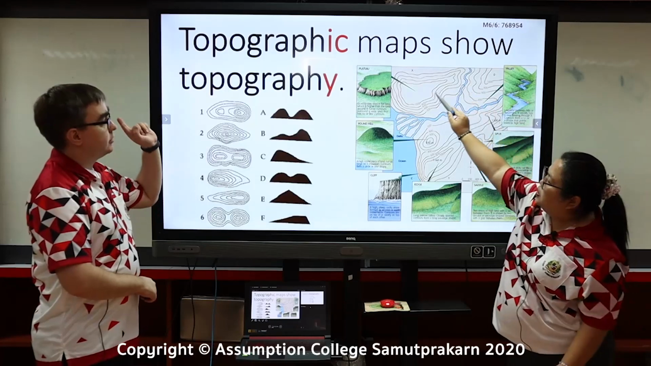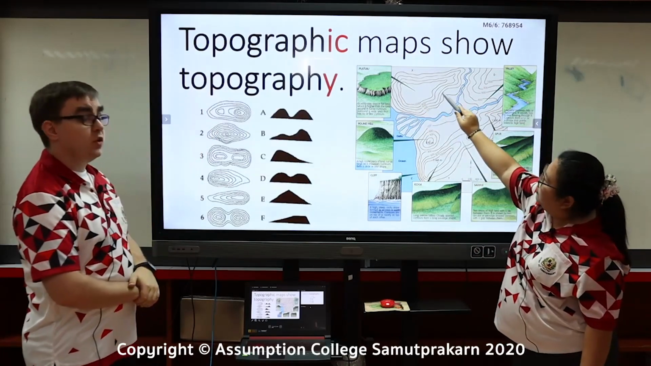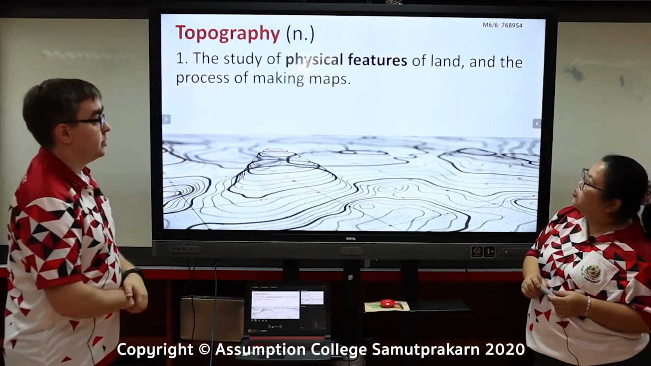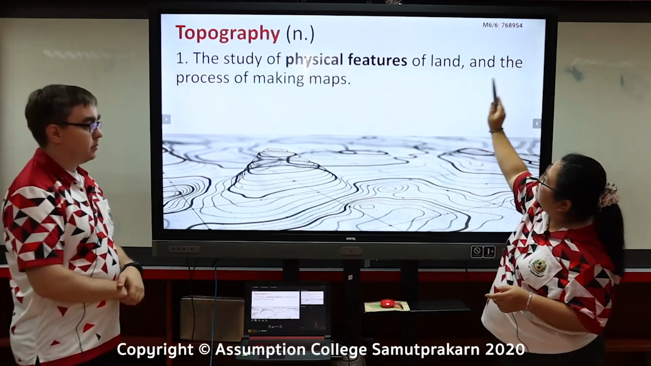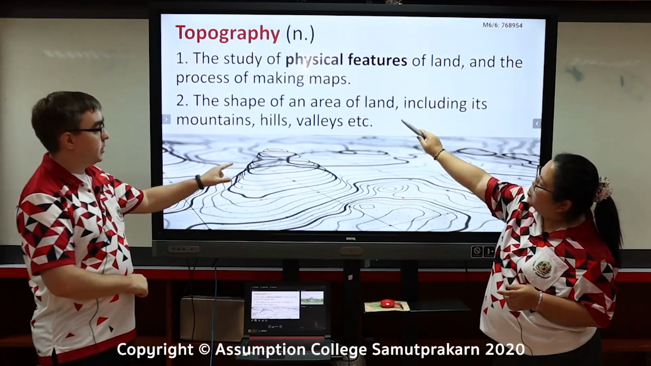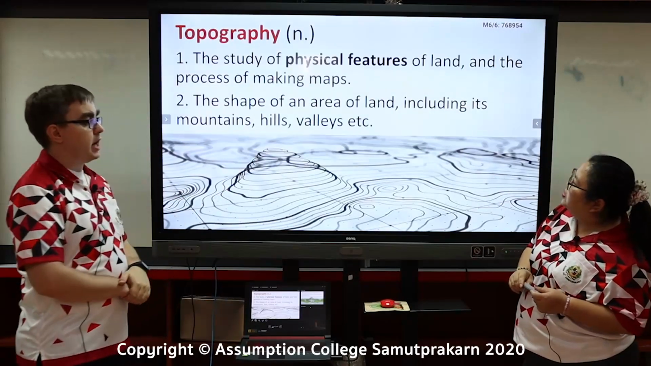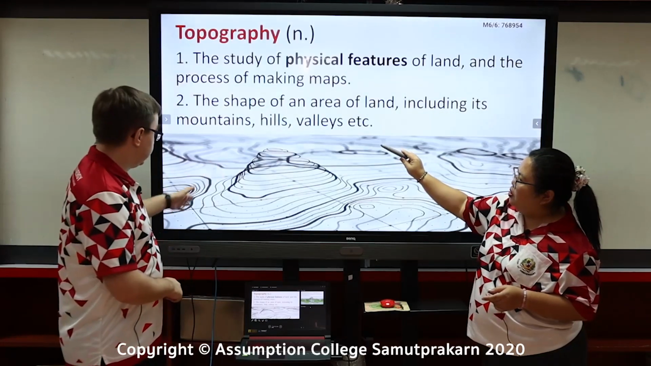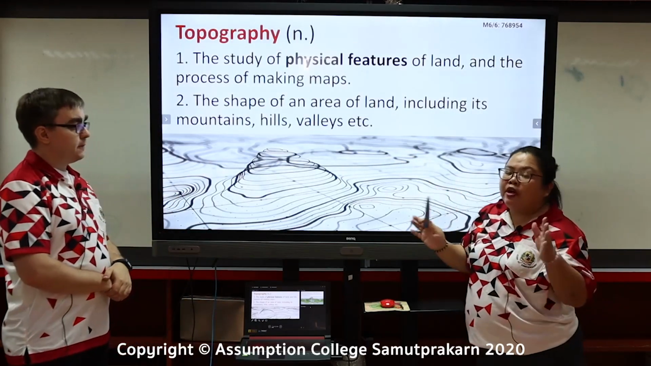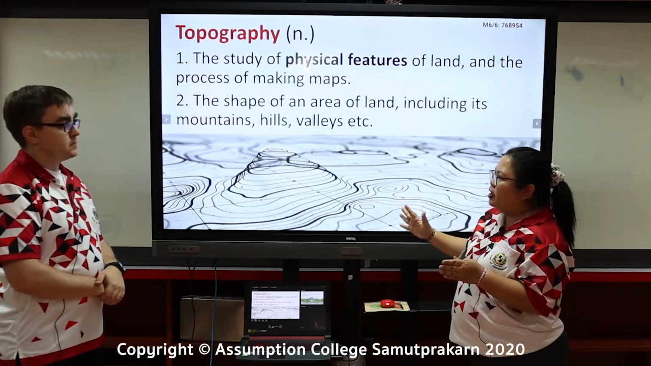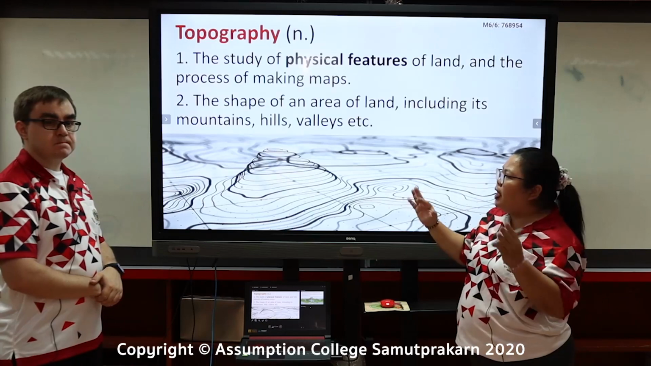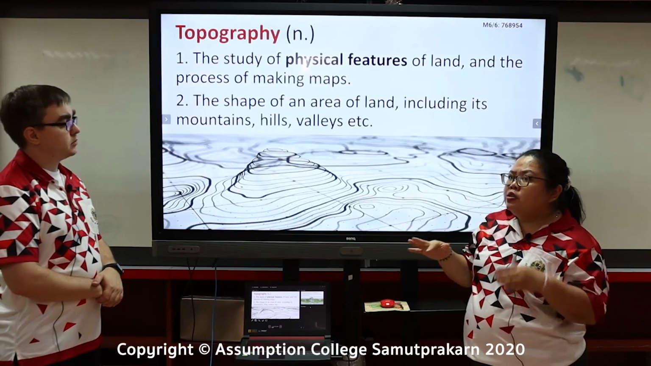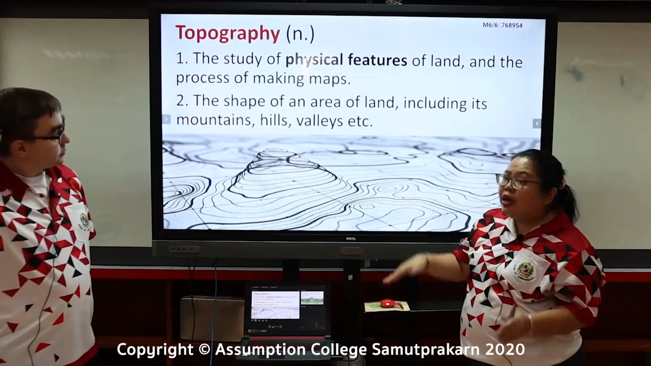Now, topographic maps show topography. So, what is topography? Topography is the study of physical features of land or making maps of them, or it can mean the shape of the land, including mountains, hills, valleys, and so on. Topography means the level of the land. It creates the land into many landforms. For example, a mountain is high land, a hill is smaller than a mountain, and a valley.